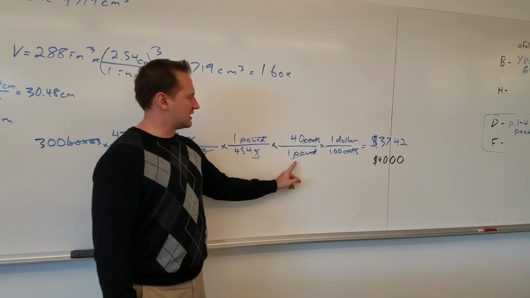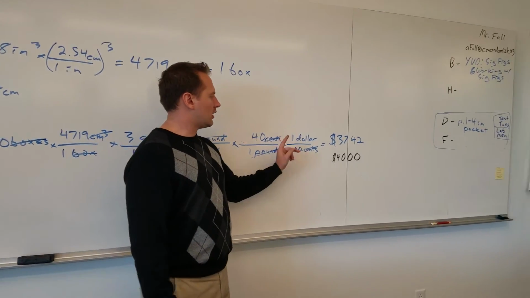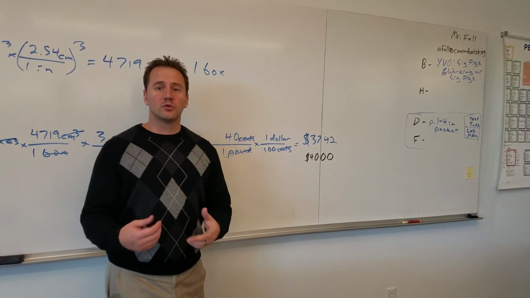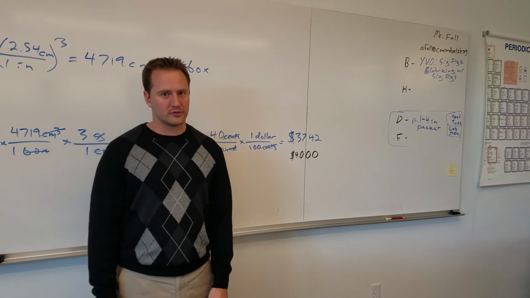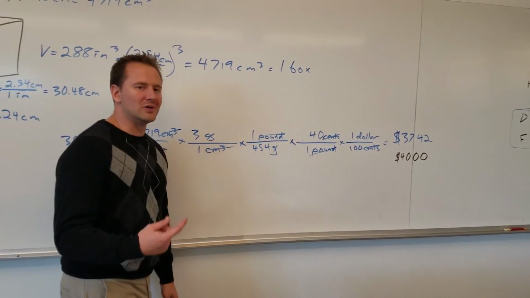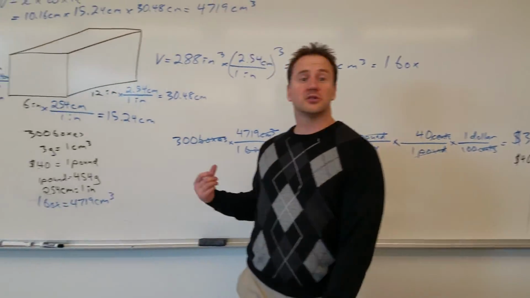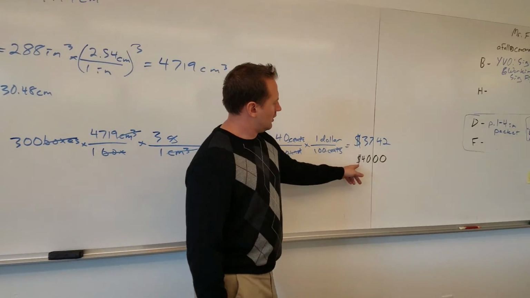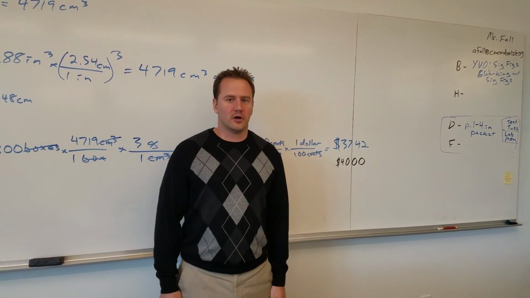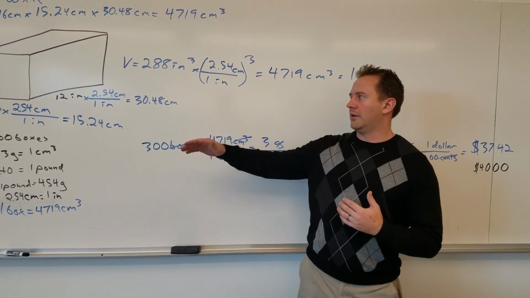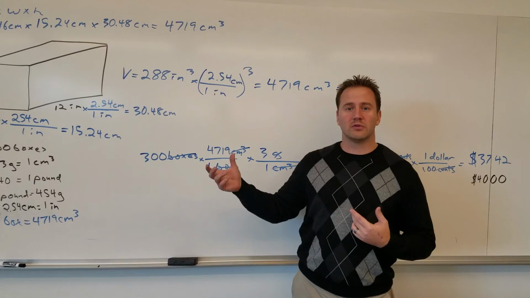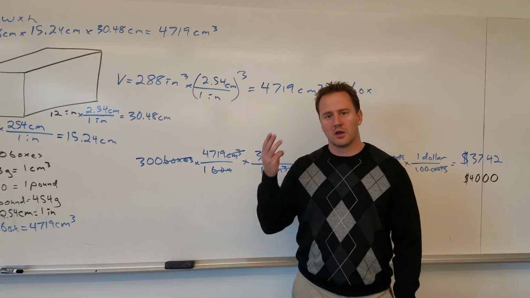I would say it's 40 cents per pound, and in each dollar there's 100 cents. And when we do the problem out, we would have a value of $3,742, which, because I only gave you one significant figure in a whole bunch of these steps, really, we would have to round that to $4,000. So again, when you're doing a conversion that requires converting your units within 3 dimensions, you have to perform the process 3 times.